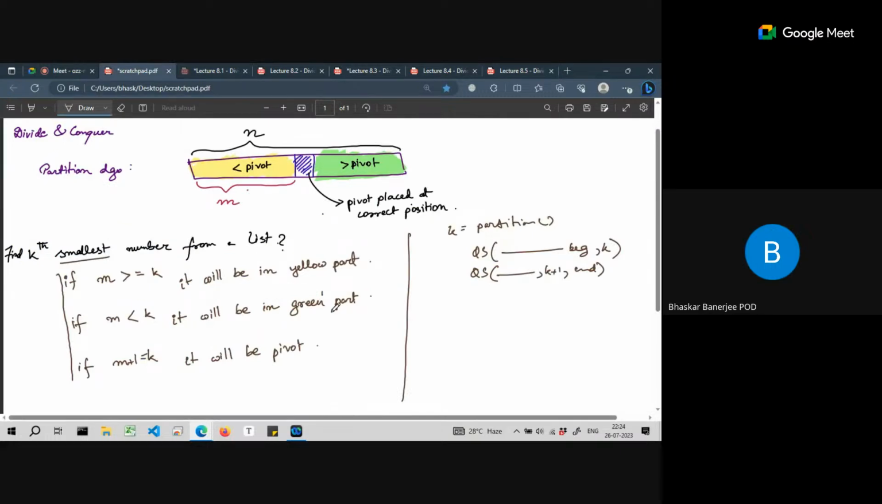How much time will it take? Quick sort itself takes n log n. So the best case is n log n, worst case is n square, average case is n log n. We will always deal with the worst case. So worst case is n square. So this algorithm will also take n square then, because it is the same as quick sort. Nothing will change. Only these three conditions would be added.